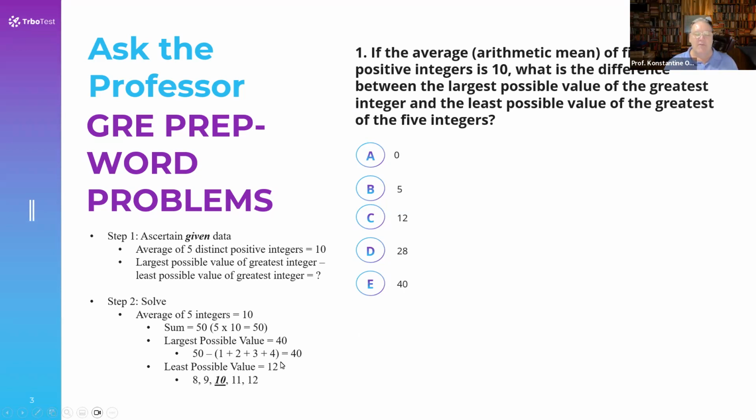So now we are given 40 and 12. We simply subtract the 2. 12 from 40 leaves 28, which means that the answer to our question is 28, or D.